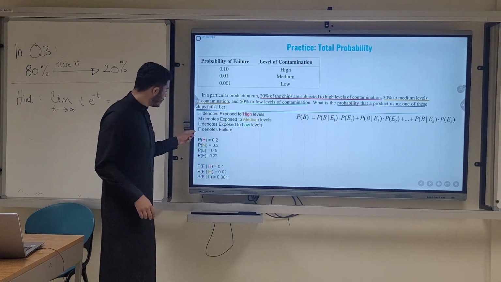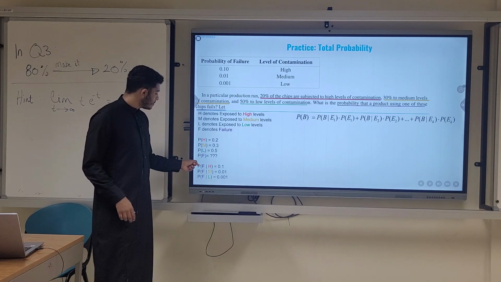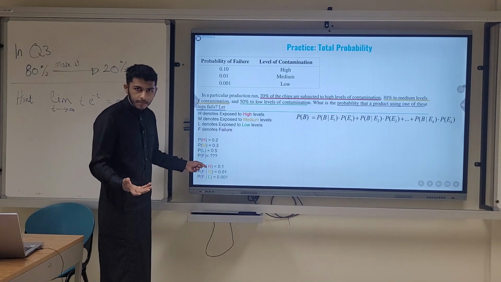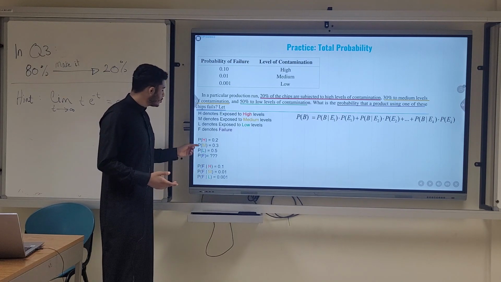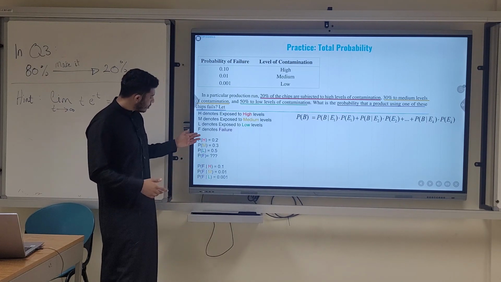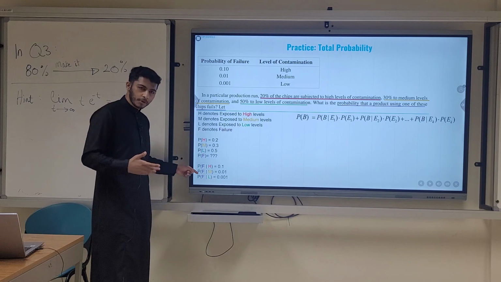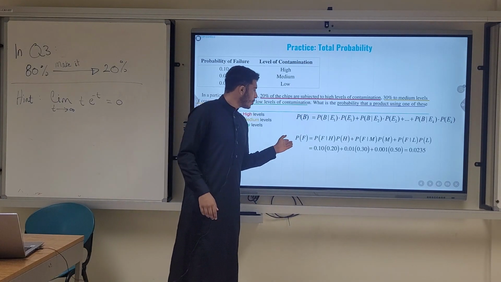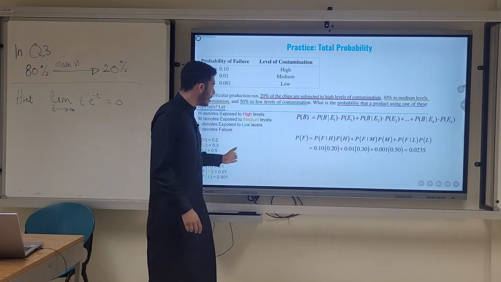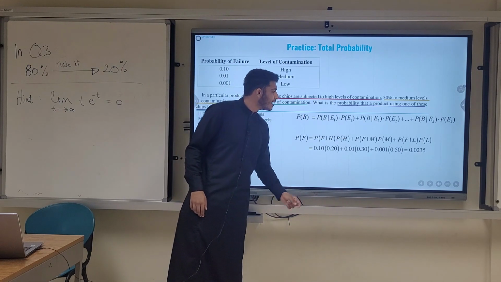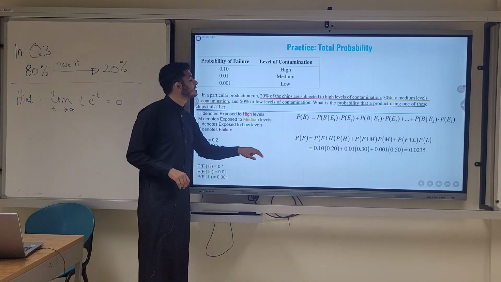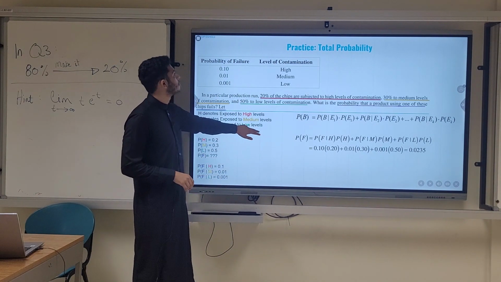So it is the probability of high multiplied by the probability of failure given high. Then we add to it the probability of medium multiplied by the probability of failure for the medium. It shows here better than saying it. So we can just plug in the numbers here, and we're going to end up with this number there. So this is it for the total probability, for this example.